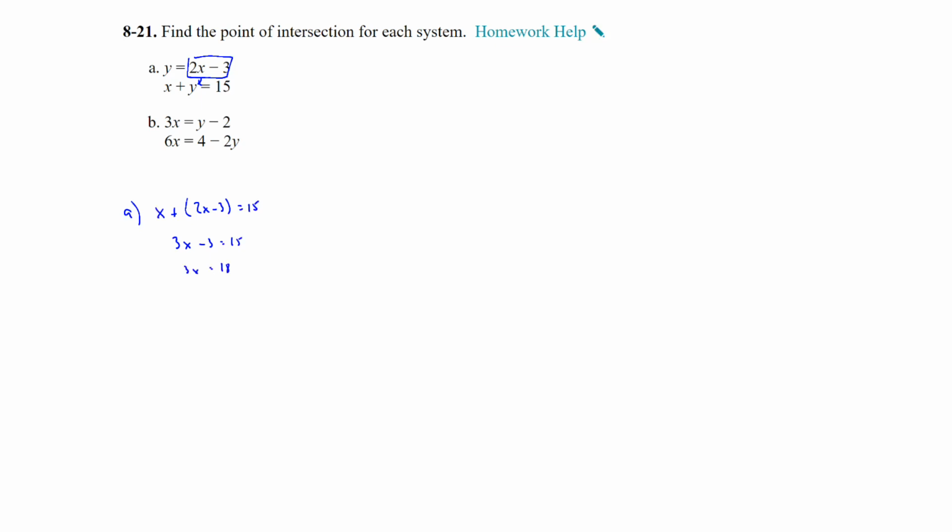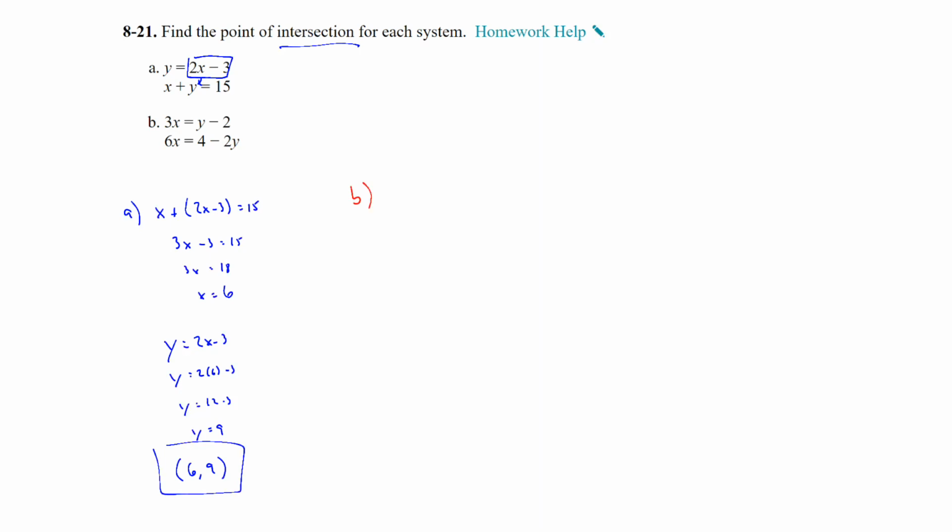And then we're going to solve this equation for x. Add 3, which would be 18, divide by 3, x is equal to 6. And now we can plug 6 back into y equals 2x minus 3. And that would be 2 times 6 minus 3, or 12 minus 3 is 9. So we're looking for the intersection. So the intersection would be at 6, 9. That would be the ordered pair that would satisfy the system.